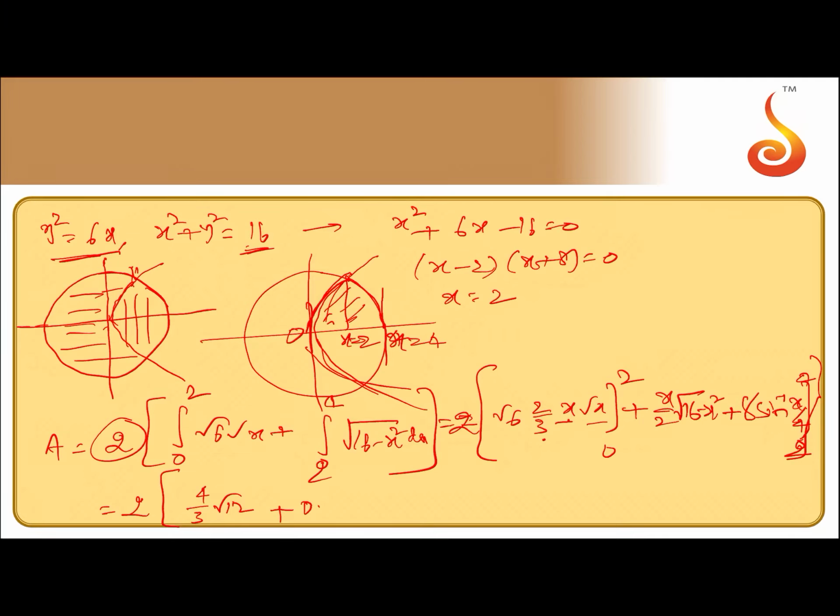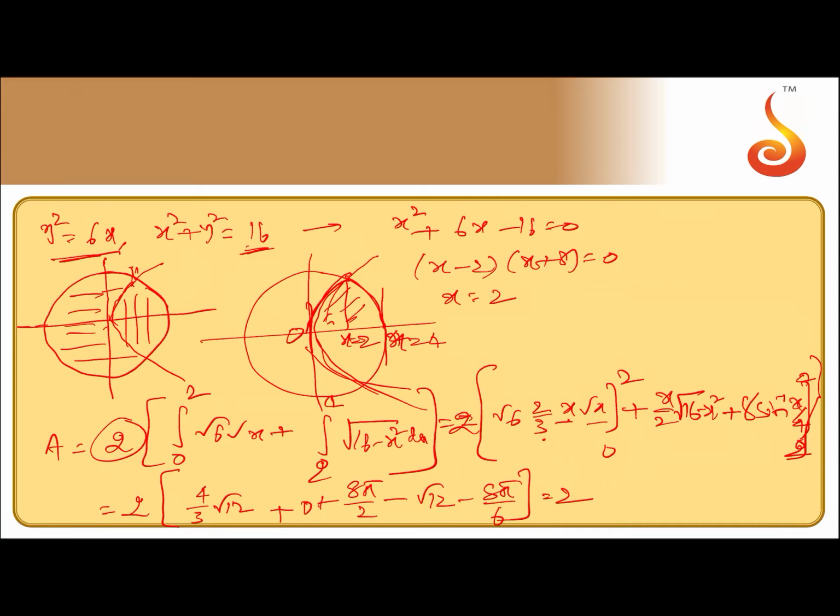And sine inverse 4 by 4, 8 pi by 2, plus 8 pi by 2, minus root 12. When you substitute 2, the 2 gets cancelled, we will be getting root 12, and sine inverse of half is nothing but pi by 6, minus 8 pi by 6. That on simplification is twice.